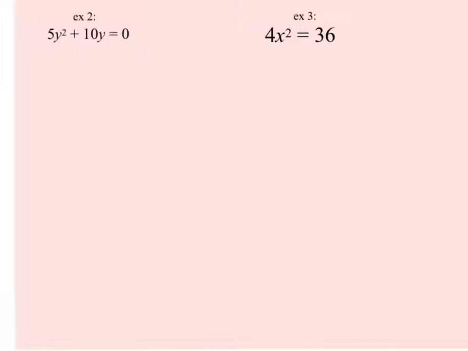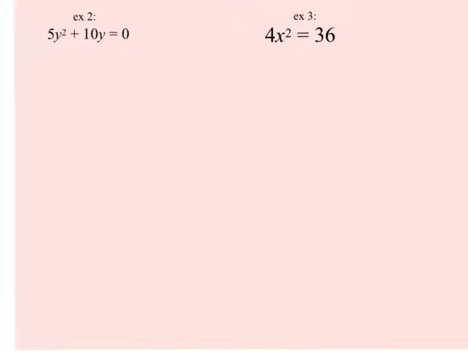The key with zero product property is knowing its name. It's a product that equals 0. So you have to have a 0 in here. If you look at example 3, there's no such thing as a 36 product property. So I would need to get that equation to be set equal to 0. Let's go through example 2 first. I have the expression equaling 0, so I'm ready to go.